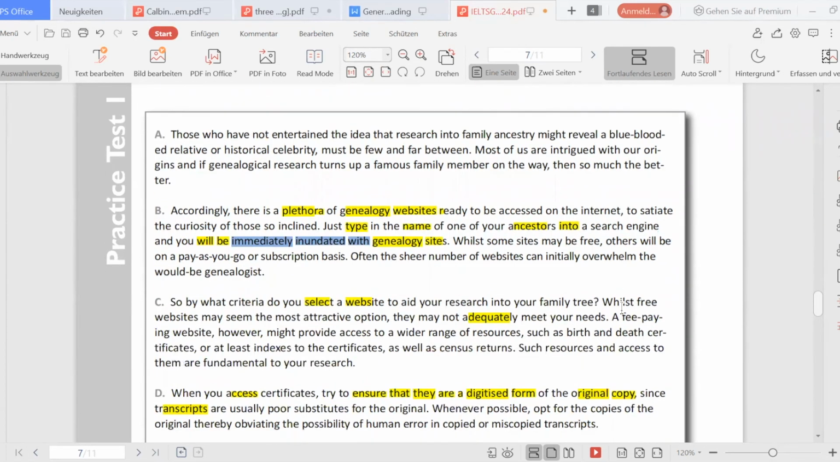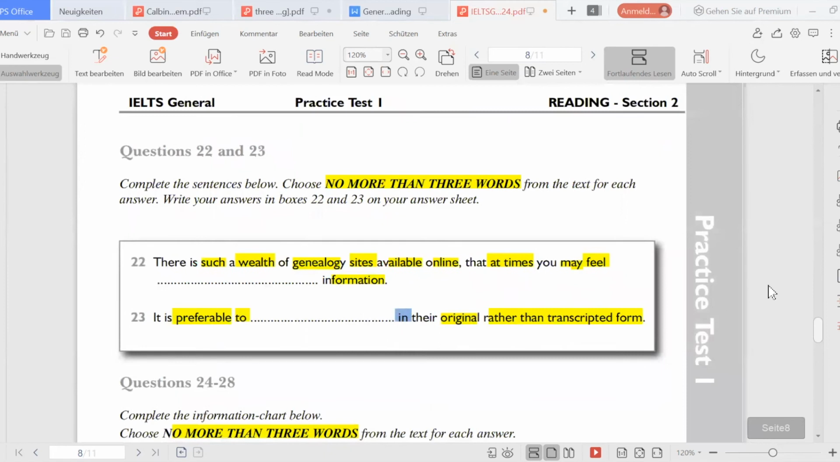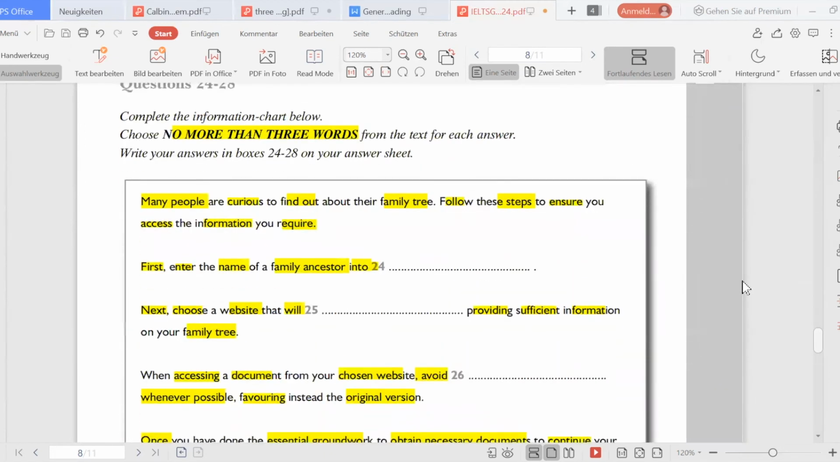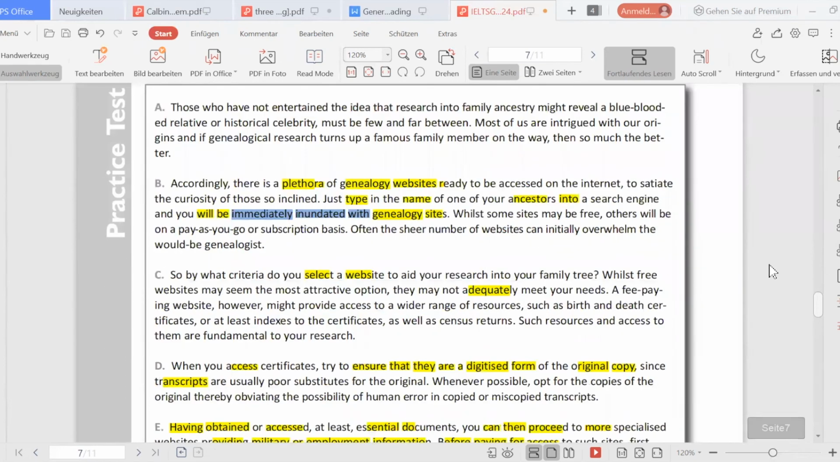So the first step is actually introduced here. Okay, there are a lot of genealogy websites ready to be accessed on the internet. Just type in the name of one of your ancestors into, all right, so this is where the whole process begins. Type in the name of one of your ancestors into, remember we've got the word into directly before the gap, and it's here, all right, into what? Into, and then the word enter means type the name of the ancestor. So obviously whatever comes after that is the answer, a search engine. Okay, so that's what we're looking at. The correct answer is a search engine.